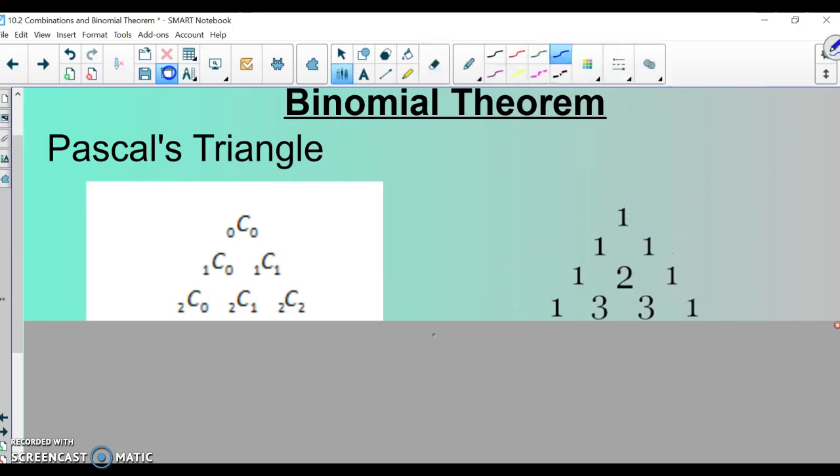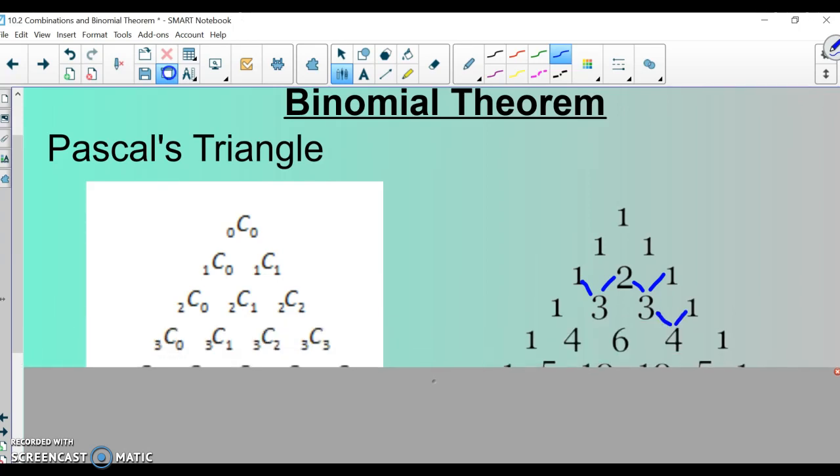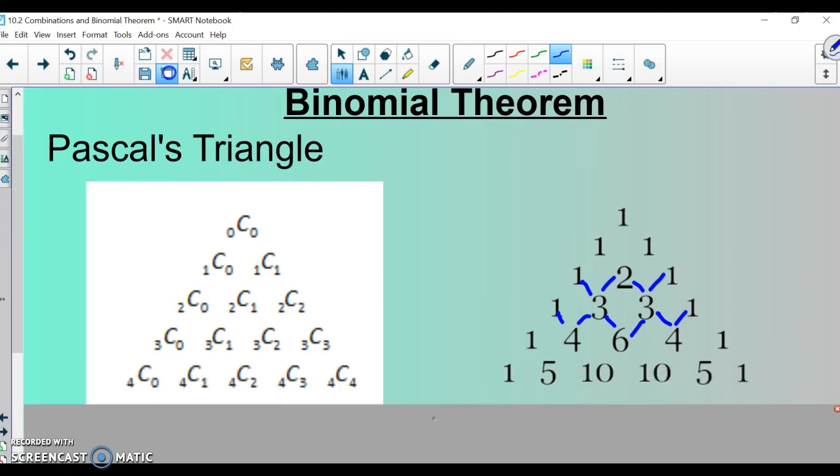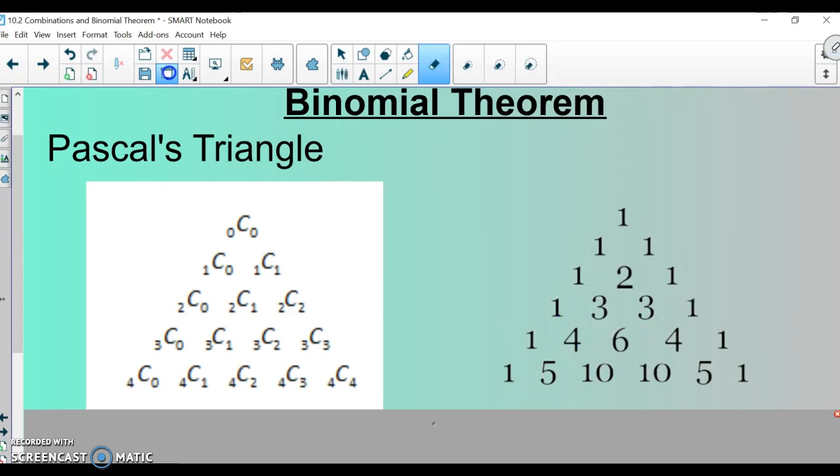So then that would give us 1, 2, 1, and then we would take these and we would add them to get 3. We would add these to get 3, and then ones would go on the diagonals again. Add these to get 4. Add these two things together to get 6. Add these two together to get 4. And then ones go on the outsides. And we could keep creating it that way, right? Right now we've got this row. We could add 4 and 6 to make 10. Add 1 and 4 to make 5. Add 6 and 4 to make 10, and so on and so forth. So that's Pascal's Triangle. Now how do we use Pascal's Triangle to expand a binomial?